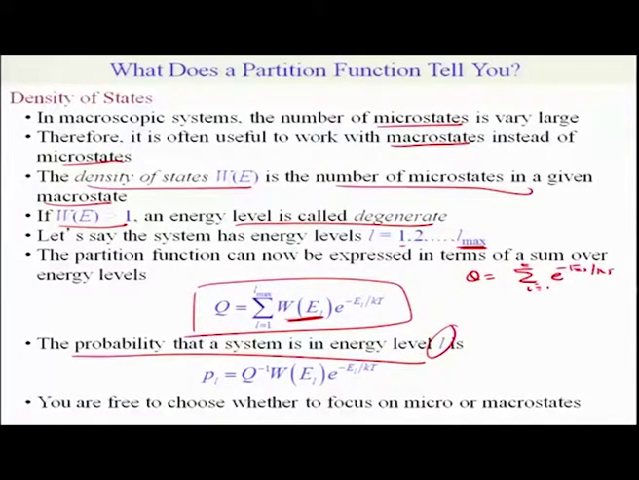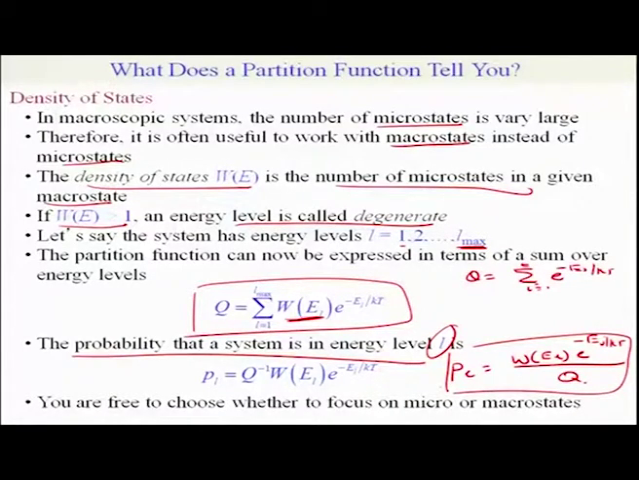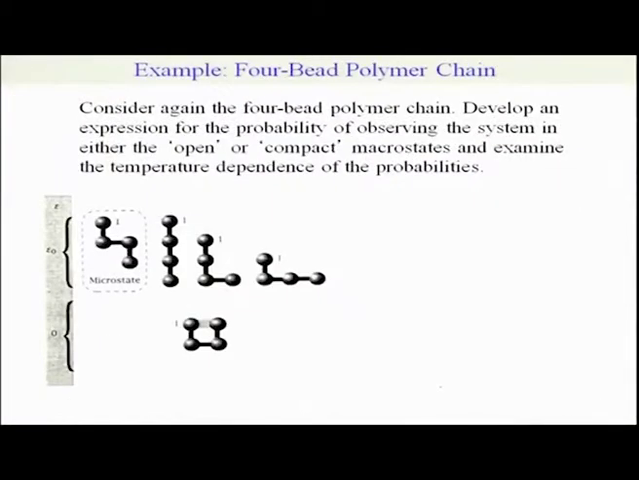Now, we are not talking about the system in a specific microstate. Here we are saying that the probability that a given system is in energy level L is going to be written like this: P_L is W of E_L multiplied by the Boltzmann factor of that particular energy level, divided by Q. Okay, this would be the probability of a system being in a certain energy level L. Now, in general, you can choose both ways. You can use it in terms of microstate or in terms of macrostate. So, that is pretty much up to you to decide.